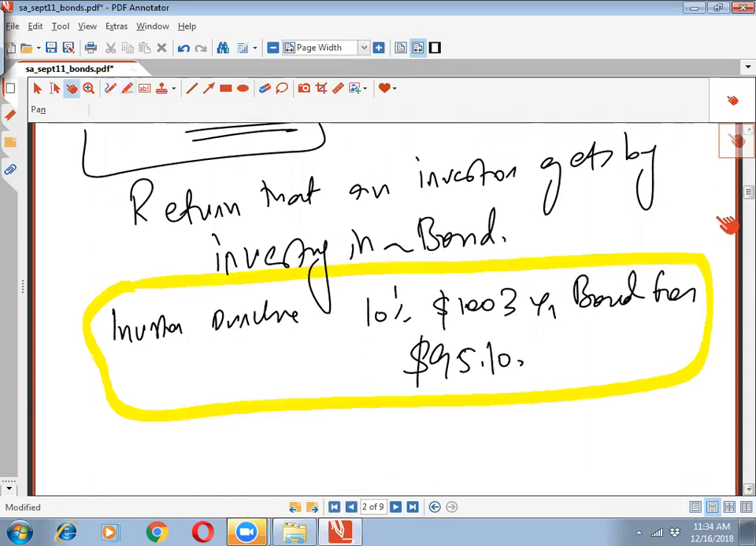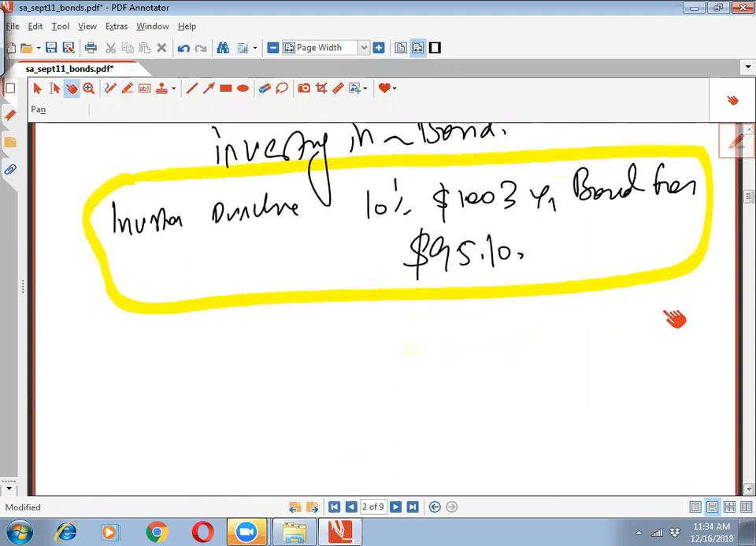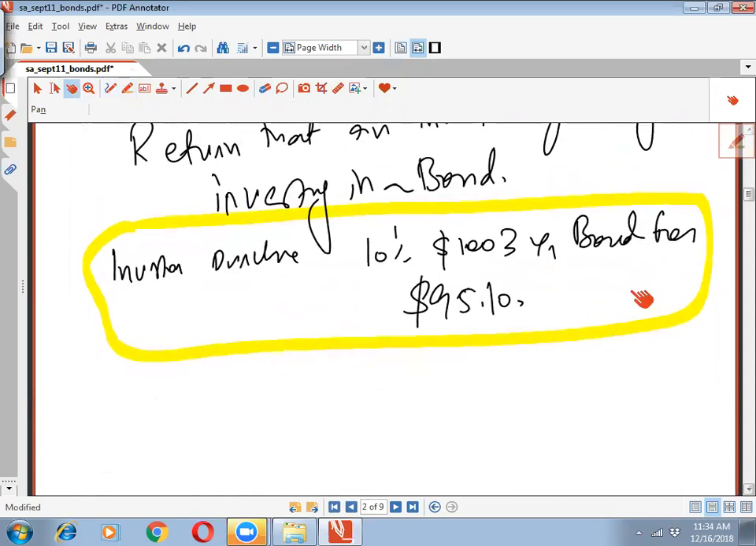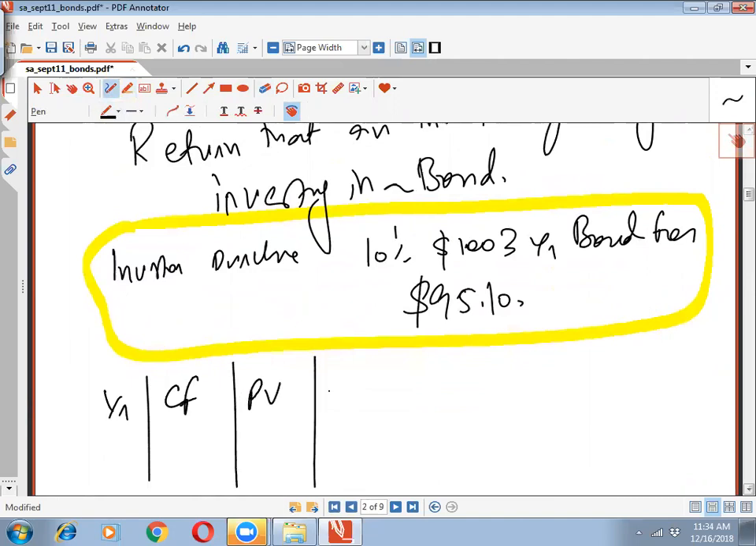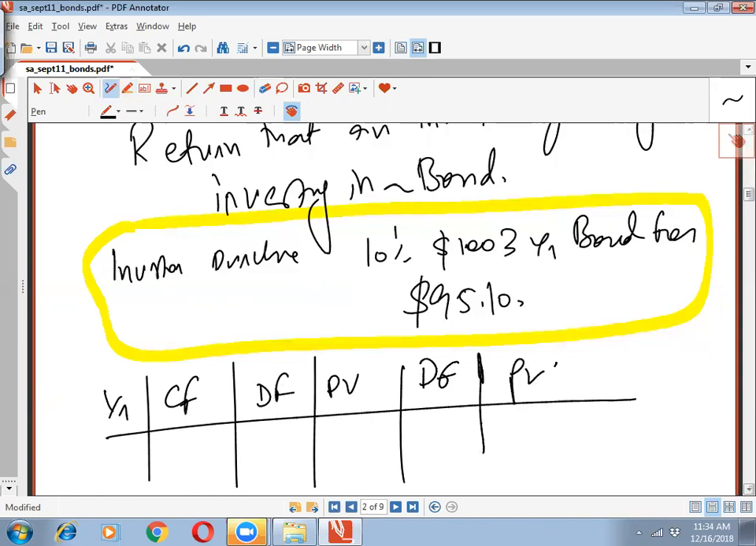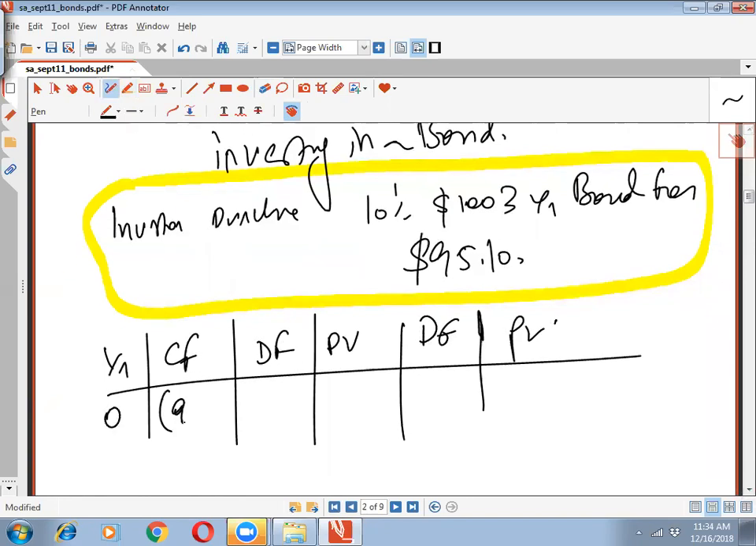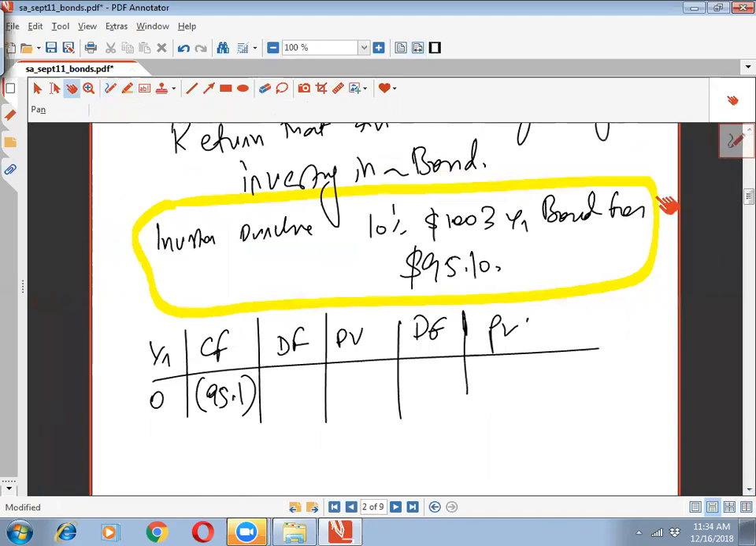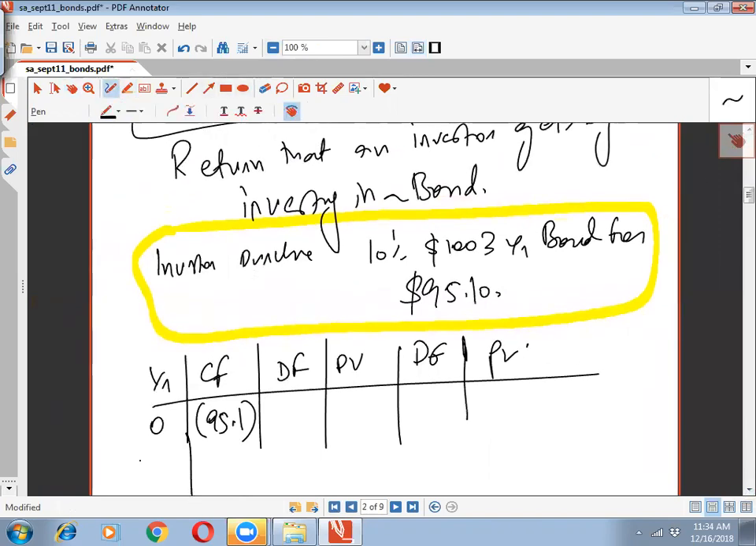If I have to establish the return this investor has got by investing in this bond, the way to do it is to calculate the IRR. We'll calculate the IRR for this specific investor and see the total yield he has got. The investor has invested 95.1 at year 0. From year 1 till year 3, he is getting $10, and in year 3 he will also get $100.